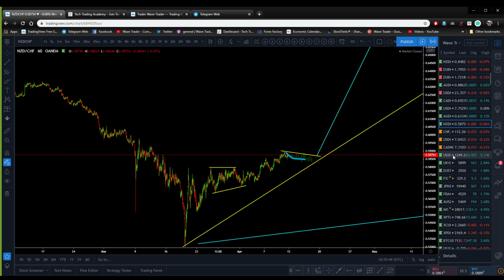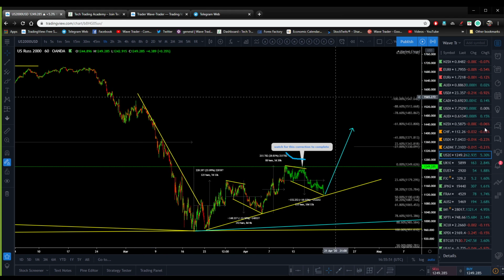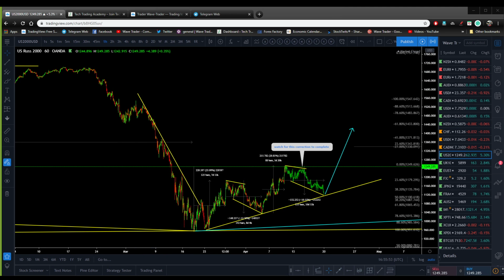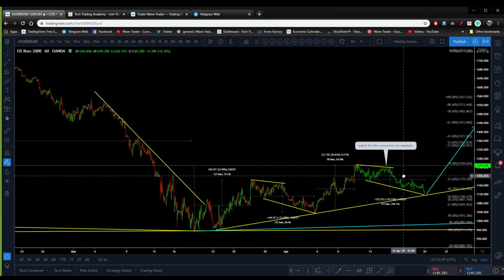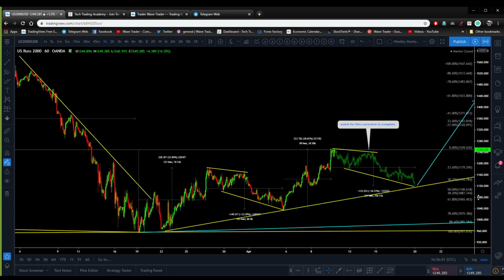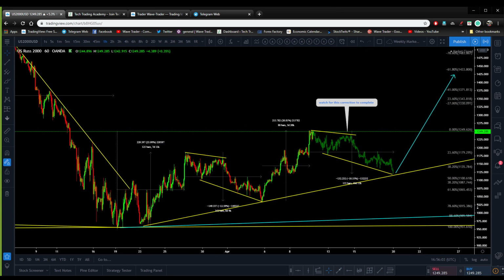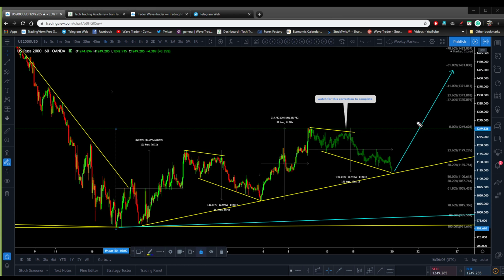Let's look at the US Russell 2000. The US Russell 2000 is to form a deeper correction, because it has 2000 companies, so it moves slower than the rest of the US equities, but moves in the same direction. Slightly a bigger correction, an expanding triangle like the other US equities, and continue to go higher.